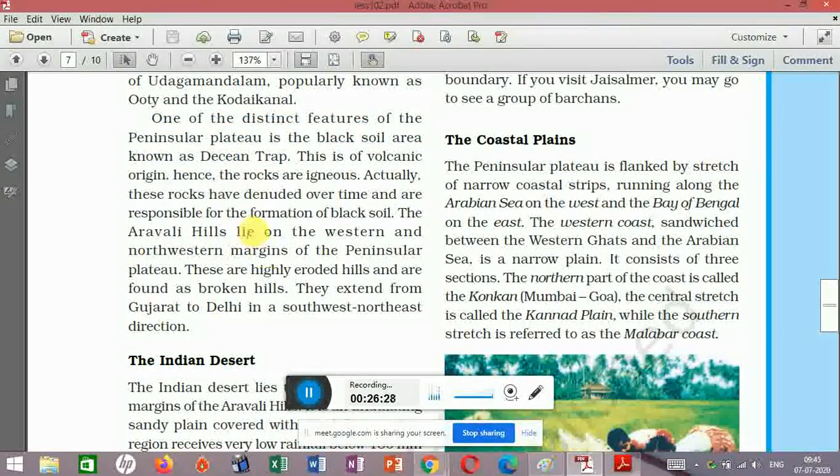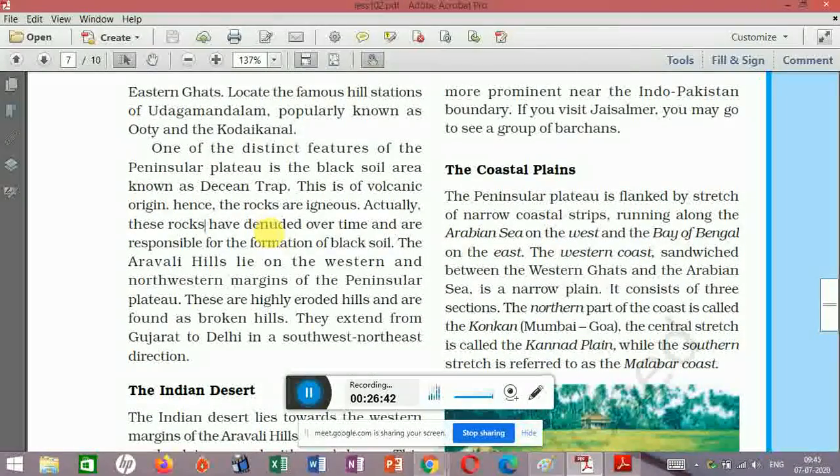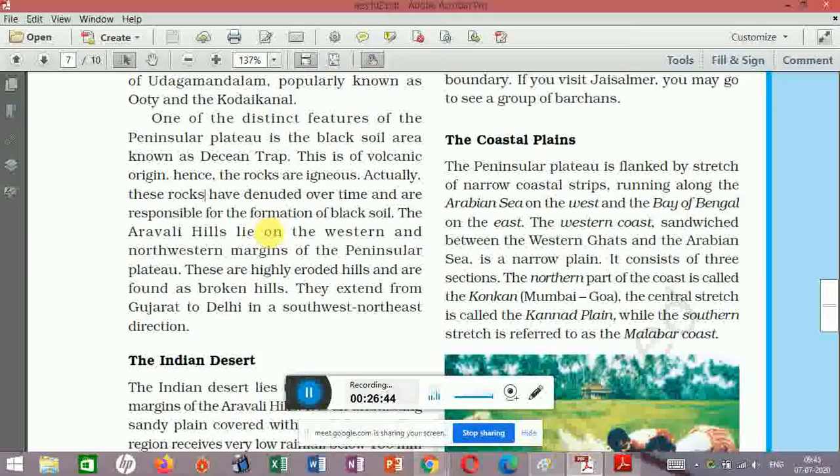And this black soil is very fertile, and it is suitable for cultivation of cotton and sugarcane, very famous in Maharashtra and Gujarat area. So this is about the peninsular plateau.